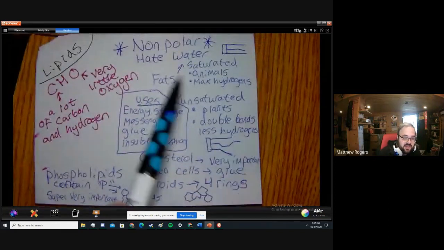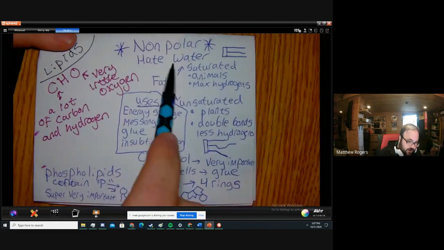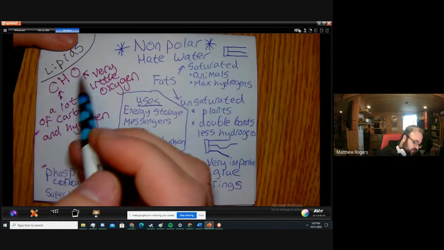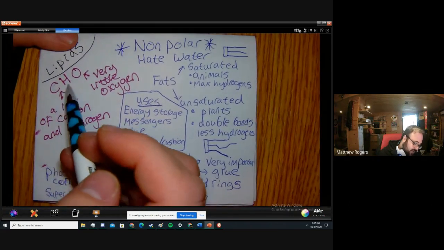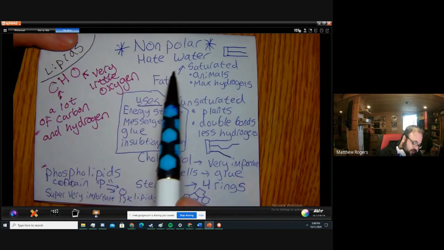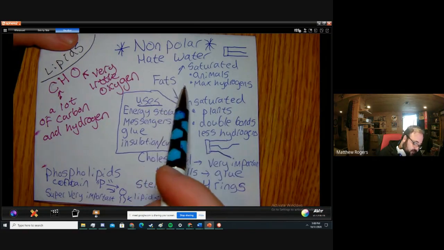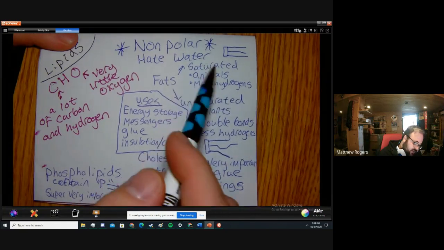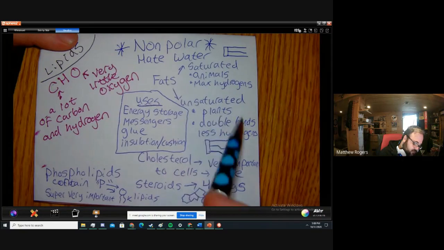So first, lipids are nonpolar. That's what makes them a lipid, is they hate water. And they're made up of the same stuff carbohydrates are, but they're made up of almost all carbons and hydrogens, and we're talking very, very little oxygen. We have different kinds of lipids. We have fats, technically fats and oils. Fats are saturated. Unsaturated fats we call oils in nomenclature.